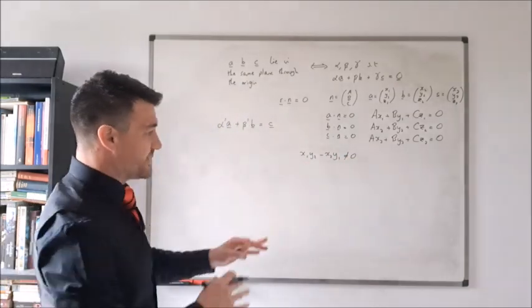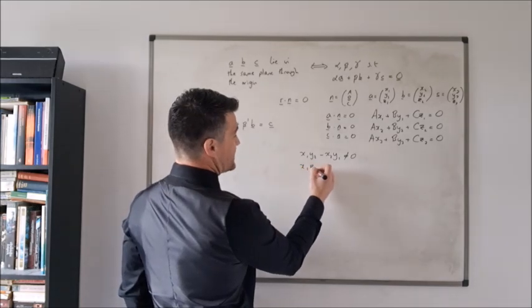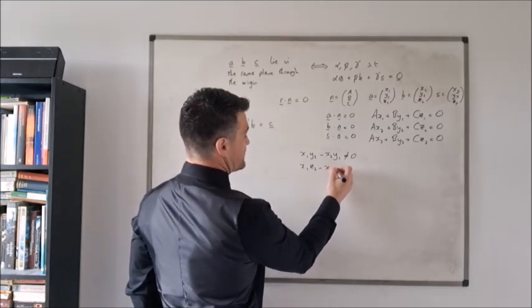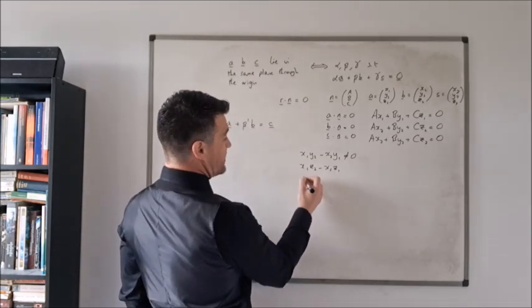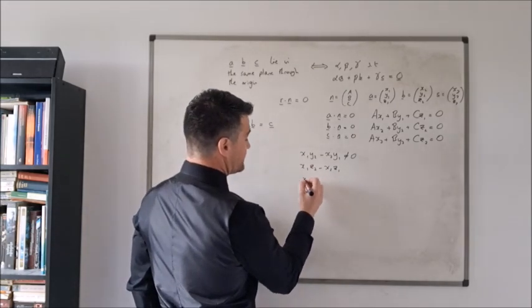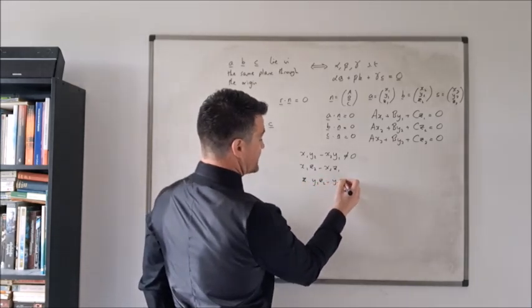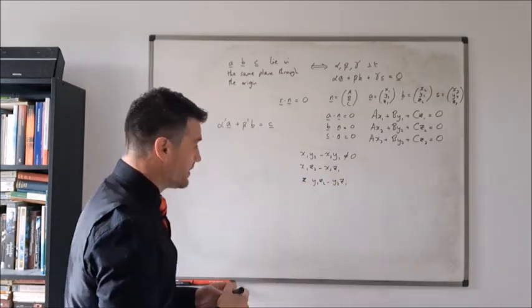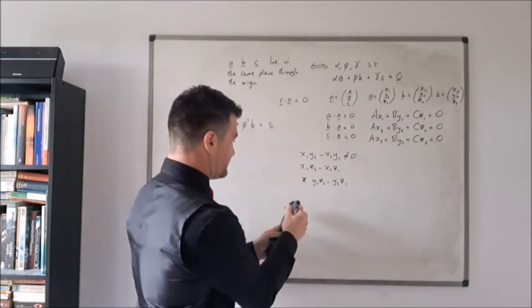If this does happen to be equal to 0, then maybe I have a look at x1 times z2 minus x2 times z1, and check whether that equals 0. If that equals 0, then I choose y1 z2 minus y2 z1, and that will be non-zero. So one of these quantities must be non-zero.